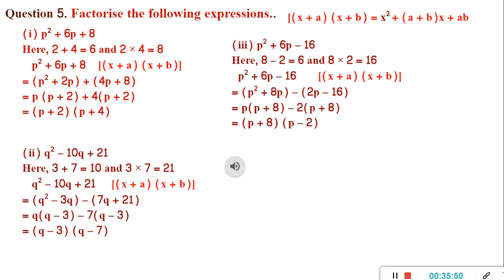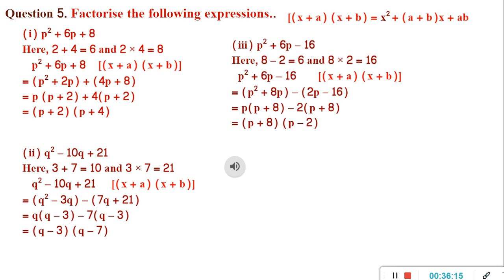Correct? Now the second one, Q square minus 10Q plus 21. Here you see a minus sign is there. That means if we multiply, we should get 21, that is plus 21, so both the numbers may be negative. Right? Minus 3 into minus 7 is plus 21, and minus 3 plus minus 7 is minus 10. So that is correct.